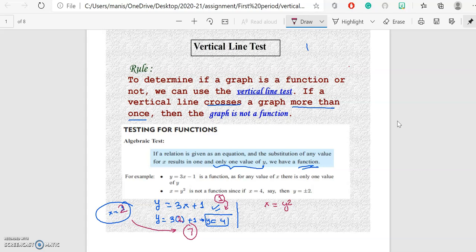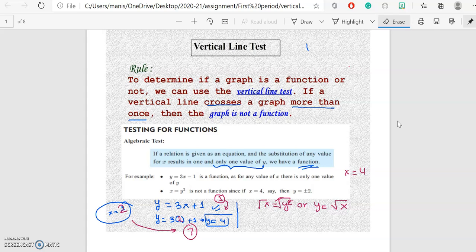x is equal to y square. What you can do is take the square root on both the sides. So we will get y is equal to radical x. This is actually the function rule. So let's take the value of x as 4.